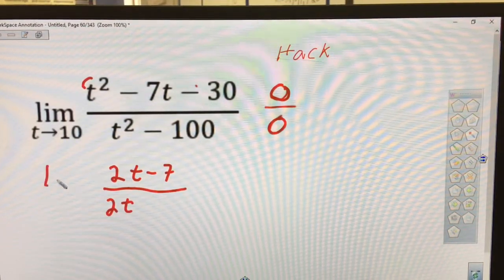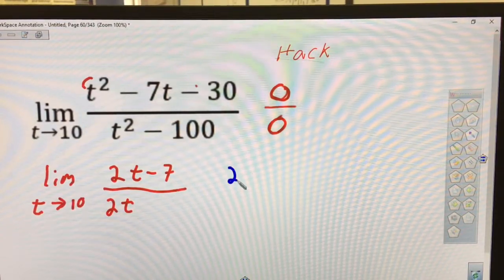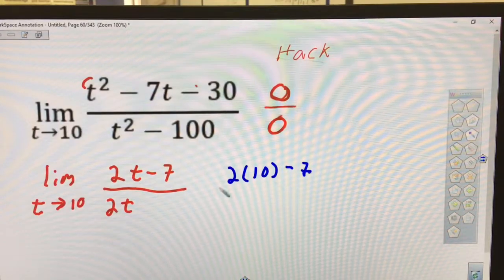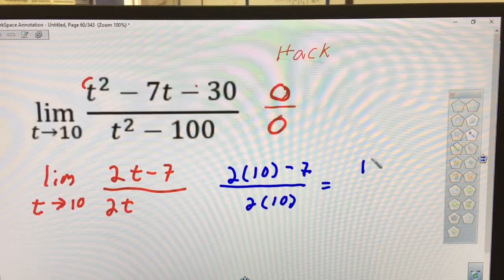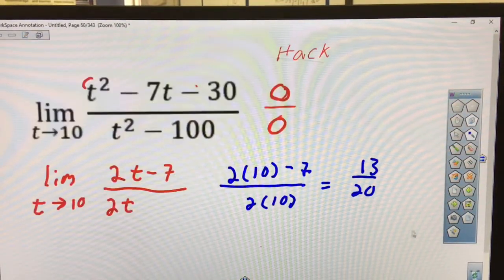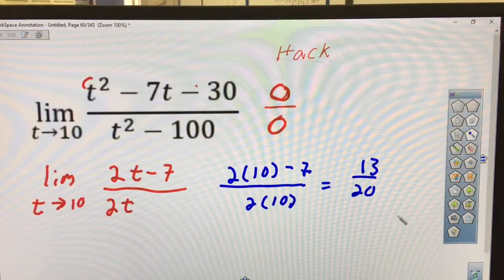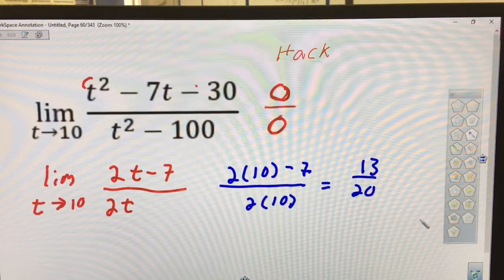Now I plug in this limit as t goes to 10. So I plug in 10. So it's going to be 2 times 10 minus 7 over 2 times 10. That's going to be 20 minus 7, 13 over 20. Notice you get the same answer. It only works if you get 0 over 0. If you get 5 over 7, don't do the hack. The answer's 5 over 7.